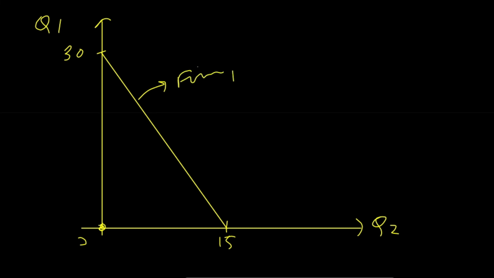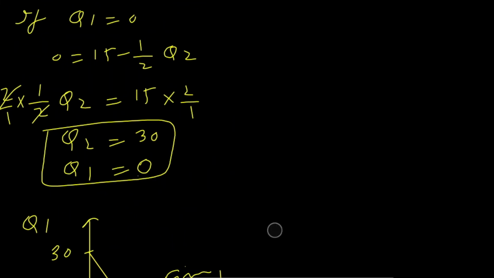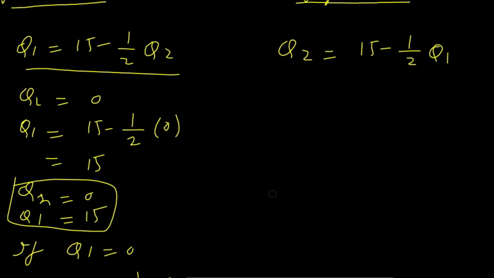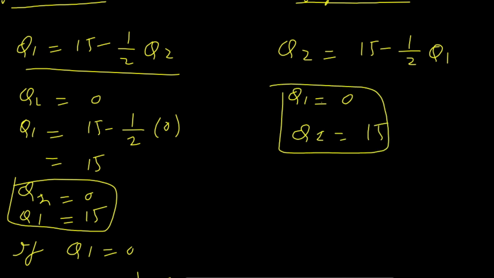And now we can plot the values for the reaction function of form 2, and again we will follow the same procedure. If q1 is equal to 0, q2 will be equal to 15, and if q2 is equal to 0, then the value of q1 will be equal to 30. You can use the same technique I used for form 1: put the value of q1 here first, then you will find this value. And if you put the value q2 equal to 0 here, you will find the value of q1, that will be equal to 30.